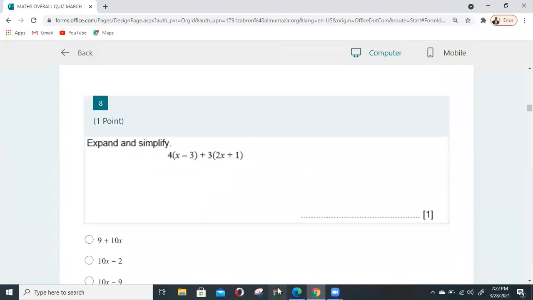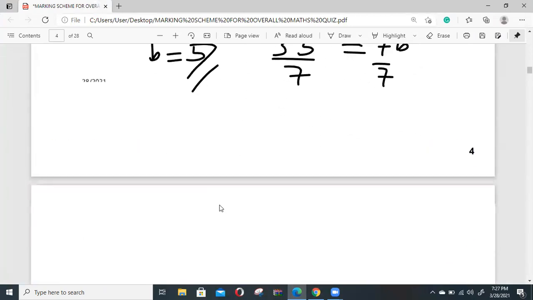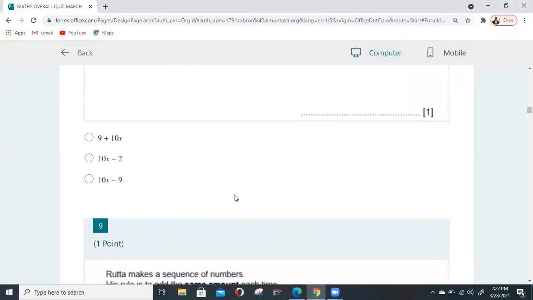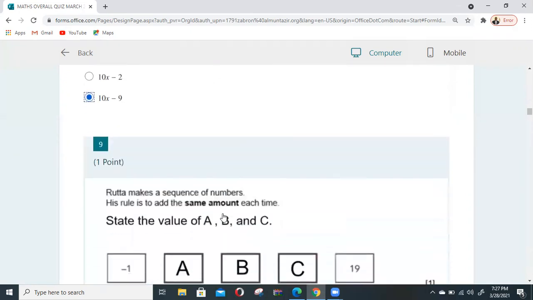Keep going, expand and simplify. Expand and simplify that. I have got that here. The question is there, expand and simplify. This is the way how to expand. And to expand means to remove the brackets. So go ahead writing the way I have done here. Don't worry, I'm gonna send you the marking scheme so that you can go through. You can go question by question slowly, but for now, I'm going so fast to help my students who got stuck in answering this. So the answer we got is 10x minus 9. This is a multiple choice question, so hit there. Your answer is 10x minus 9, okay?